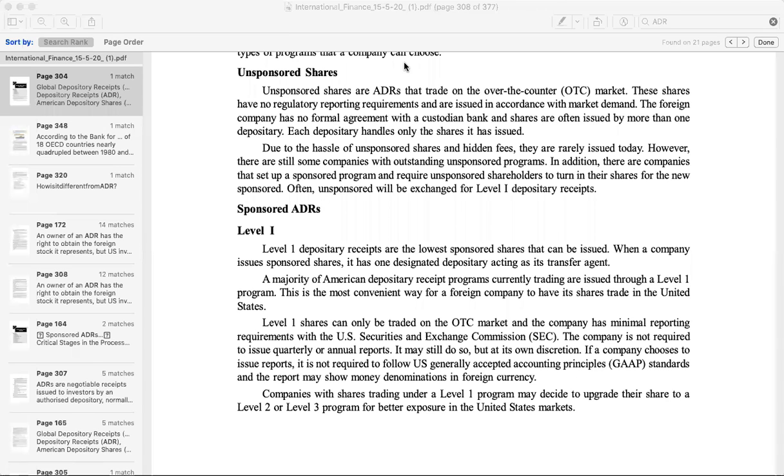And if at all there is an unsponsored ADR, they were under level 1 depository receipts. Now we will see what are level 1 depository receipts. Actually, there are 4 levels of depository receipts that are issued and capital is raised, right? Level 1 is the lowest level, wherein a company is going to issue sponsored shares. In the sense, issuing company has a formal agreement and it has designated a depository. In the sense, it has appointed a depository as its transfer agent.